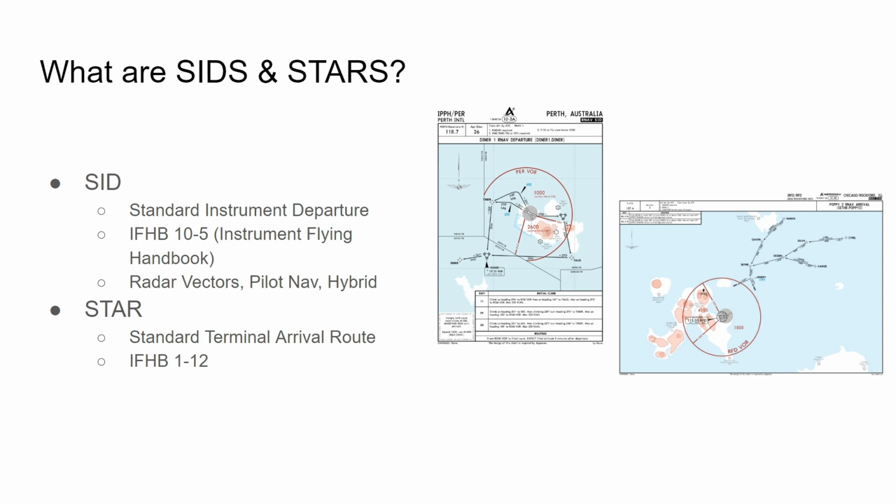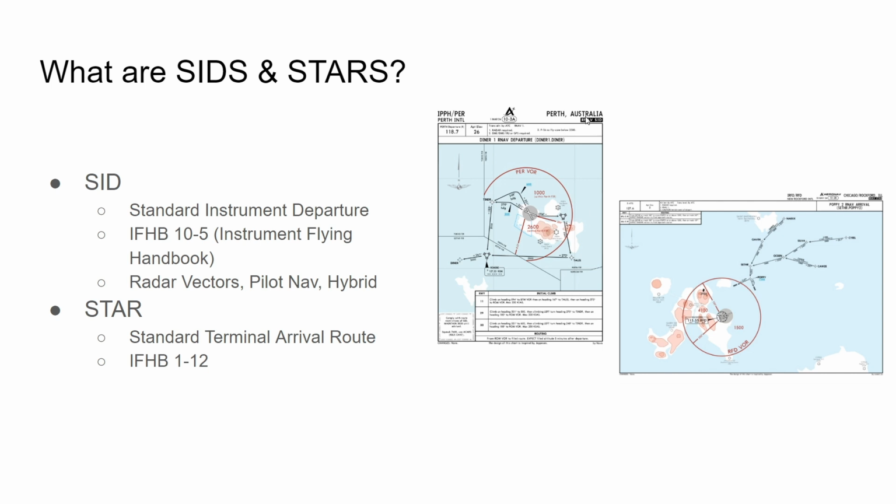You can find more information about these in the Instrument Flying Handbook. For SIDs, that would be Chapter 10.5, while a STAR will be Chapter 1.12. And both of these sources of departures and arrivals are categorized in three different ways. One can be from radar vectors, one is pilot navigation, and one can be a hybrid. More explanation will be given when using example SIDs and STARs further in the video.